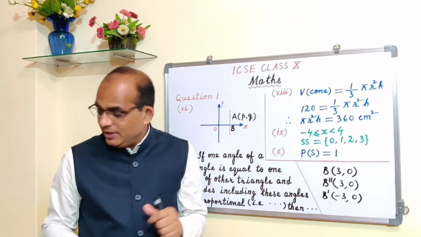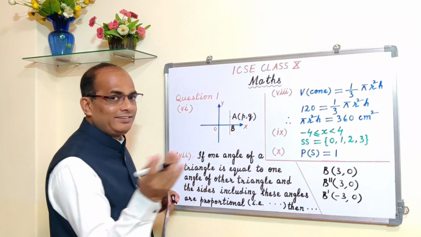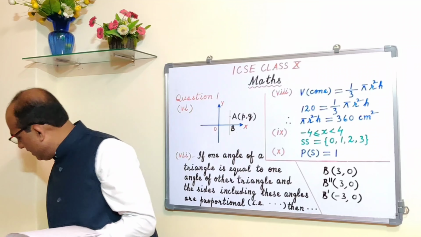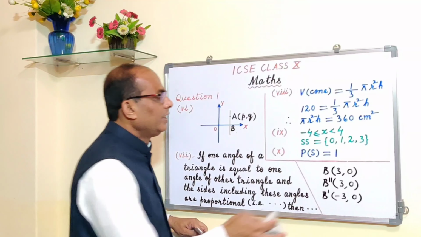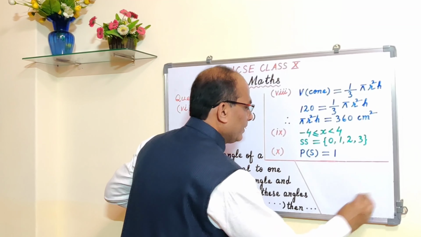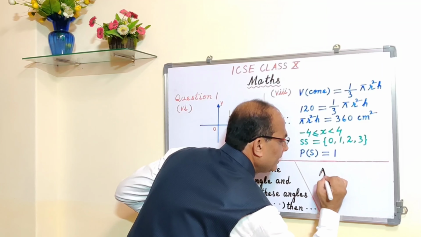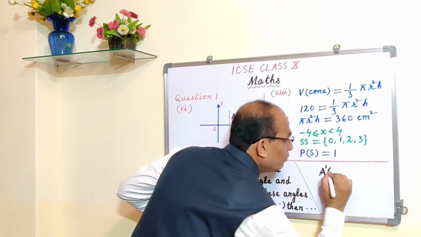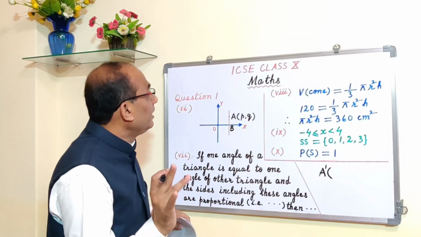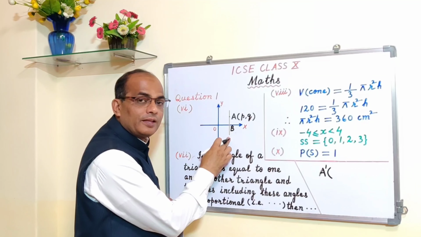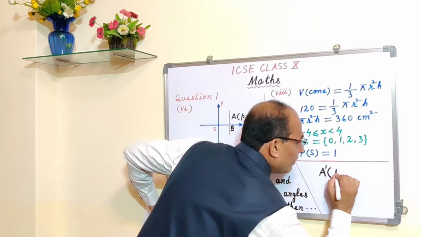Fine. So that means A dash PQ. A dash, as it is given in the question, is the image of A. And what are the coordinates if the point is invariant under the reflection in the line x equal to p? If it is invariant, the coordinates will remain the same. So A dash will be PQ.